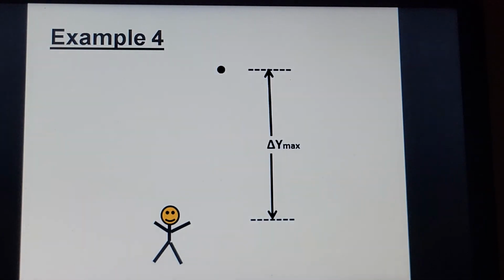Okay, here's another picture, a little diagram of what it is we're trying to calculate. And in this case, we call it delta y maximum because that's the maximum elevation that ball is going to reach in this particular problem. And notice the displacement is from the release point, not from the ground.